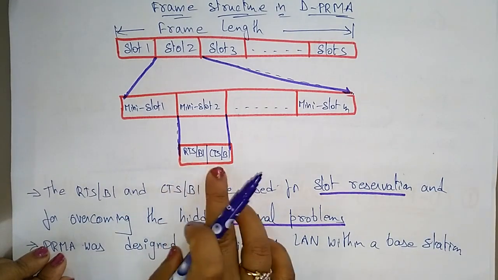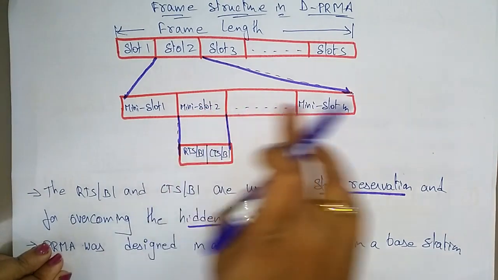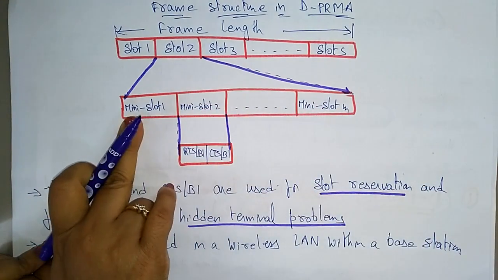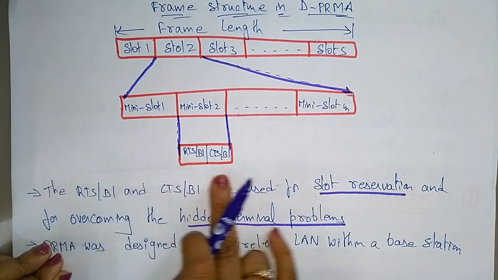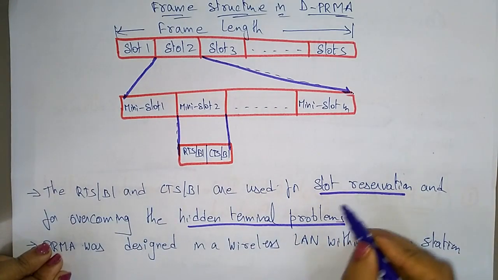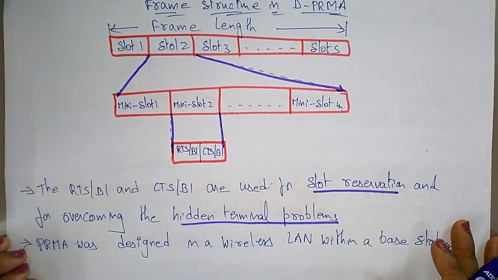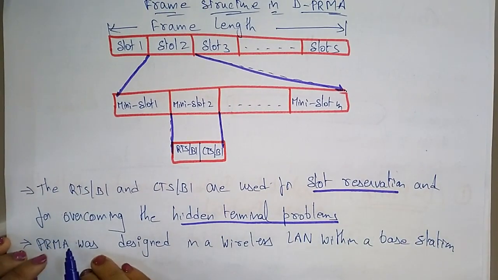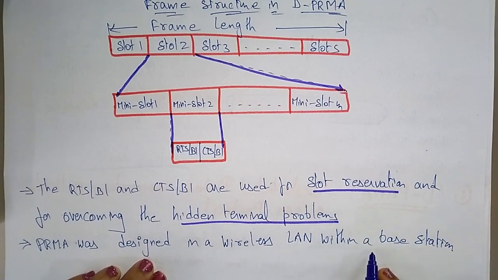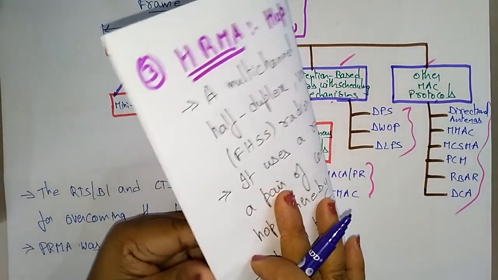Why are these two used in the slots? In each and every slot, whichever mini slot you take, each mini slot has the request to send BI and the clear to send BI. Those are used for the slot reservations and for overcoming the hidden terminal problems. Here the PRMA was designed in a wireless LAN with a base station.